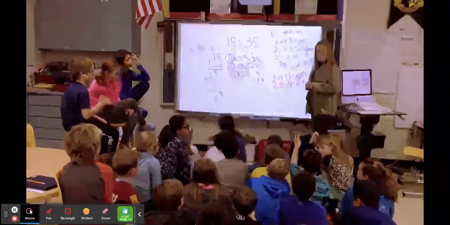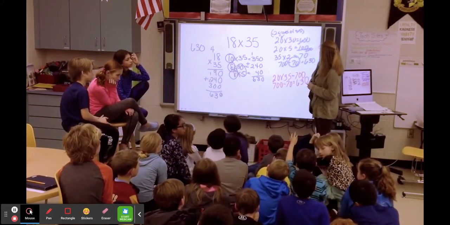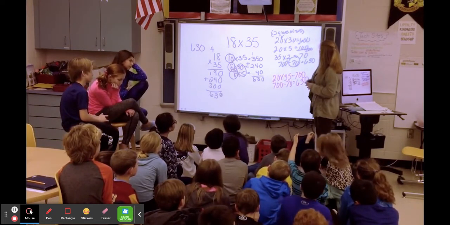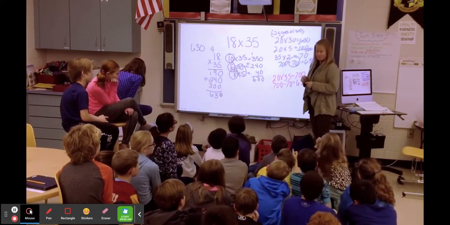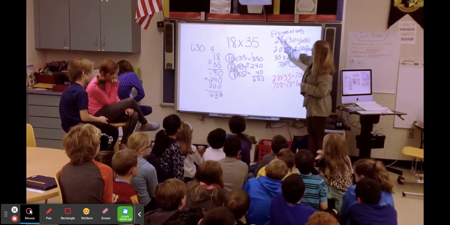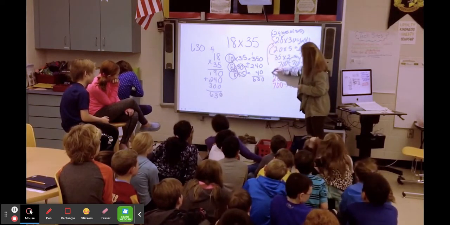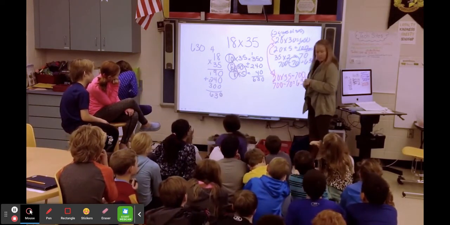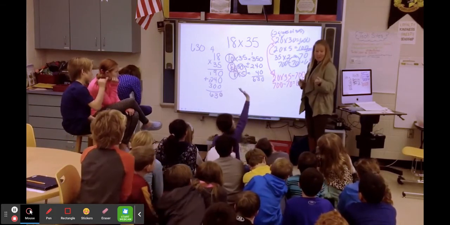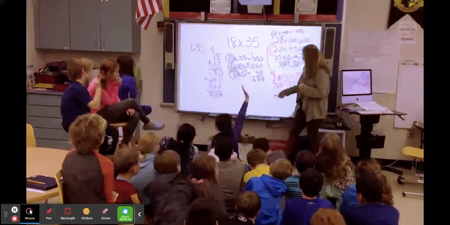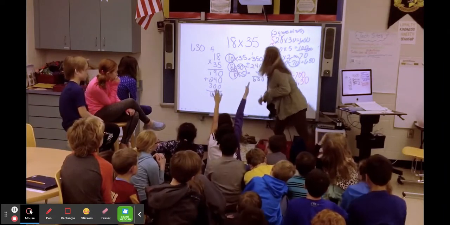I just didn't do the first 2 problems. Oh. I did 20 times 35 instead of 20 times 30. He didn't chop up the 35. Good. Wonderful. Another strategy. 18 times 35.